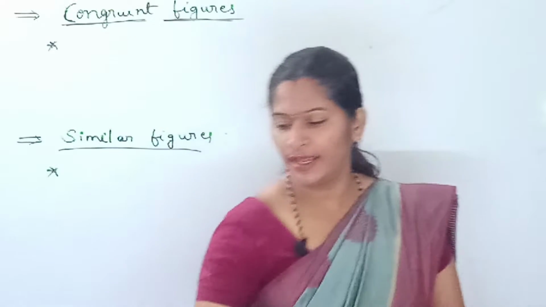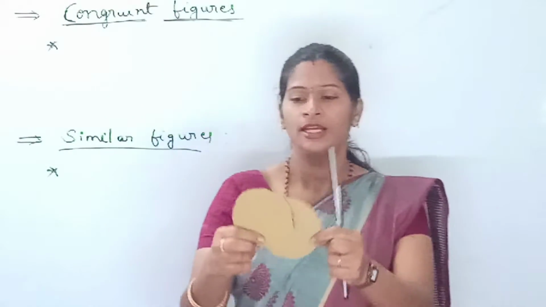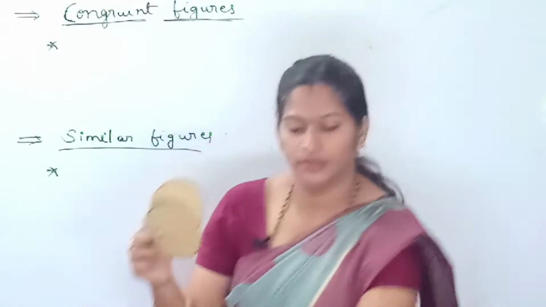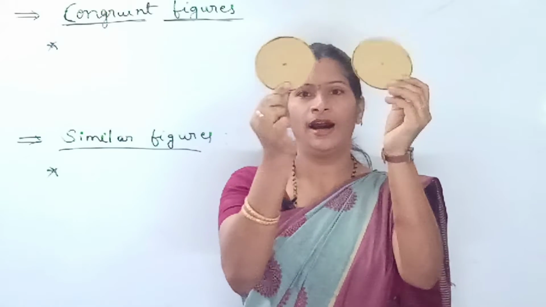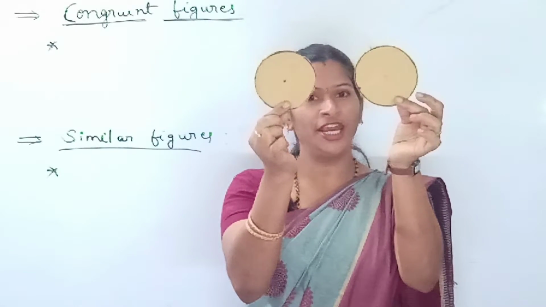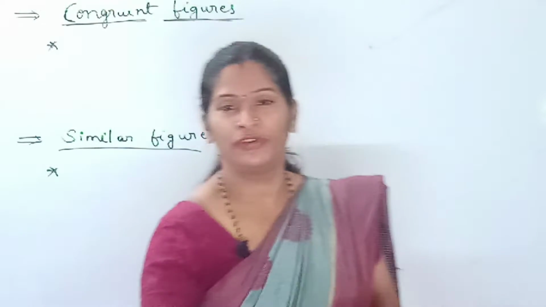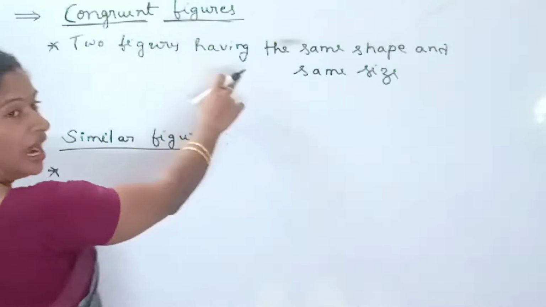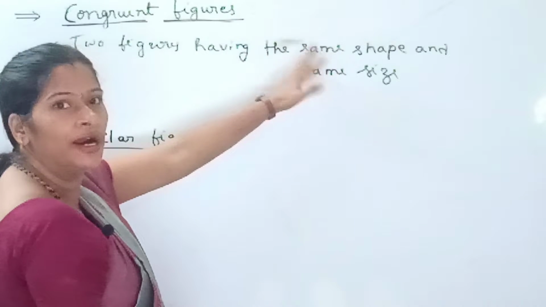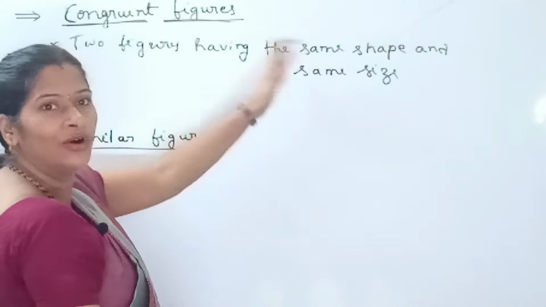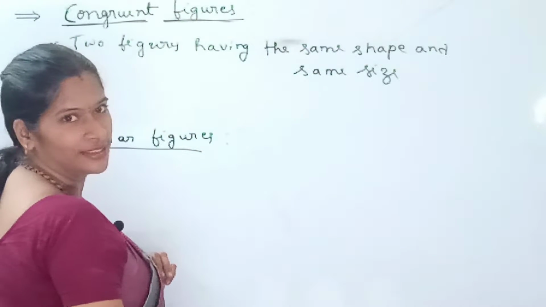Let me give another example, circles. These two circles are having same shape and same size. So what do you mean by congruent figures? Two figures having the same shape and same size are called congruent figures.